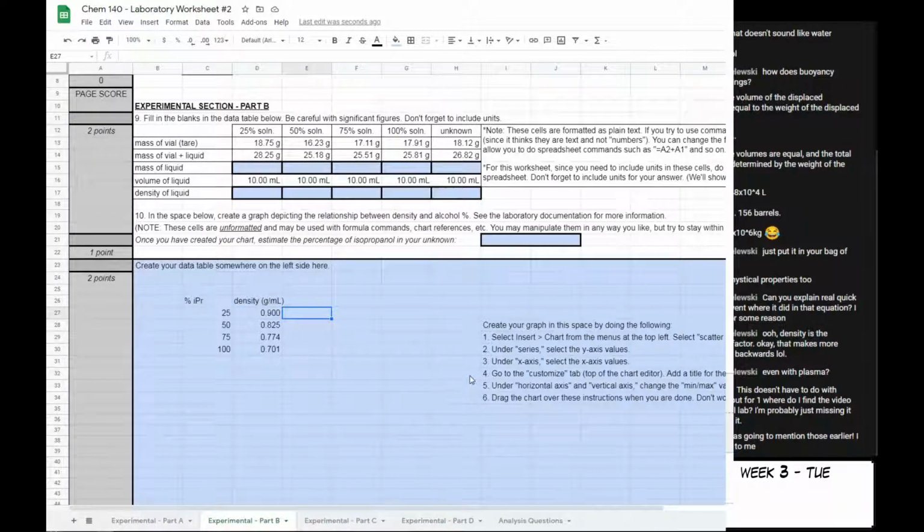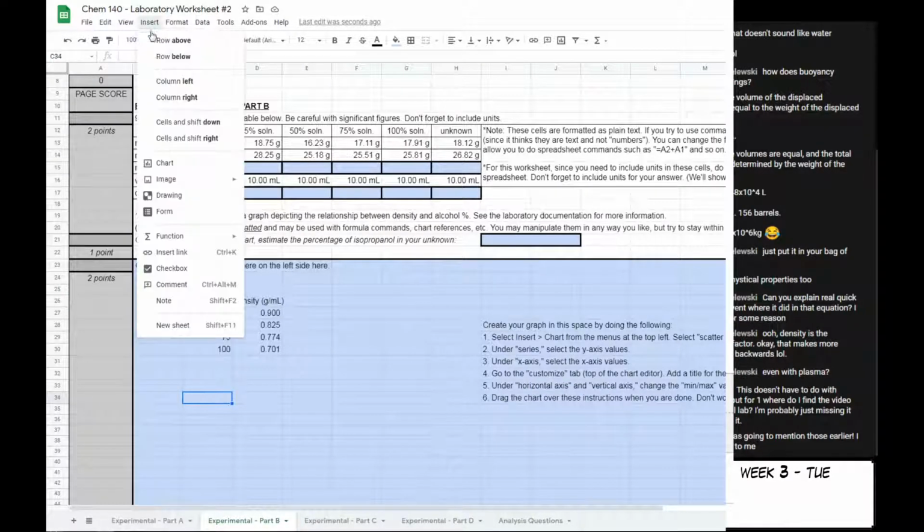Okay, so now I've got my data. I need to make a graph out of it. And so I have the directions for making a graph right here. You're going to put your graph just directly on the directions. But I'm going to show you how to do this first. So don't select anything, just click somewhere.